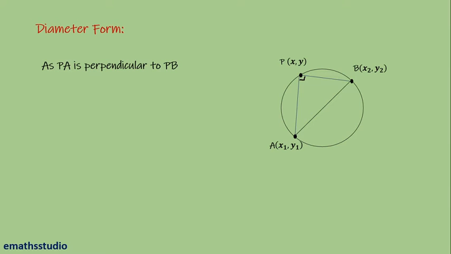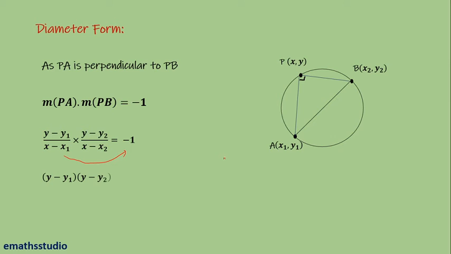Now, as PA is perpendicular to PB, with reference to straight lines theory, we can write slope of PA into slope of PB is -1. So PA and PB, the slopes' product is -1. Now how can I get the slope of PA? It is very simple to obtain. It can be written easily as (y minus y1) upon (x minus x1), as well as the PB slope can be written as (y minus y2) upon (x minus x2), is -1. Now in the next step, the denominator I am taking to the right hand side. So it turns out (y minus y1) into (y minus y2) is minus of (x minus x1) into (x minus x2).